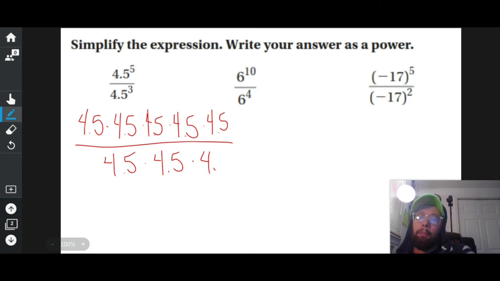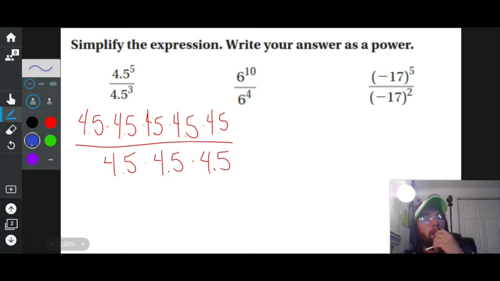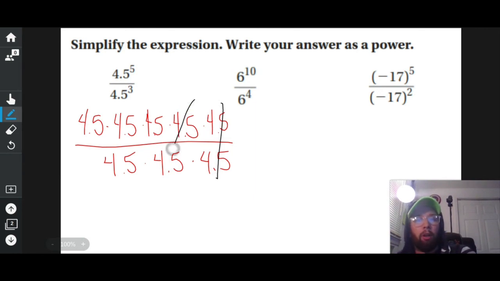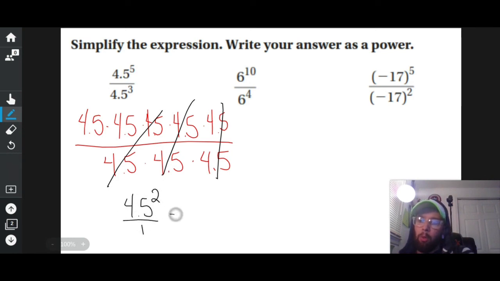Now, this is getting pretty monotonous. But what I do know is if I'm just multiplying across the top and multiplying across the bottom, I could cross out things that are alike. So I'm going to cross you out, and you out, and you out. And that leaves me with two 4.5s in the numerator, so I would get 4.5 squared over 1, which just becomes 4.5 squared, because anything over 1 is just that anything.